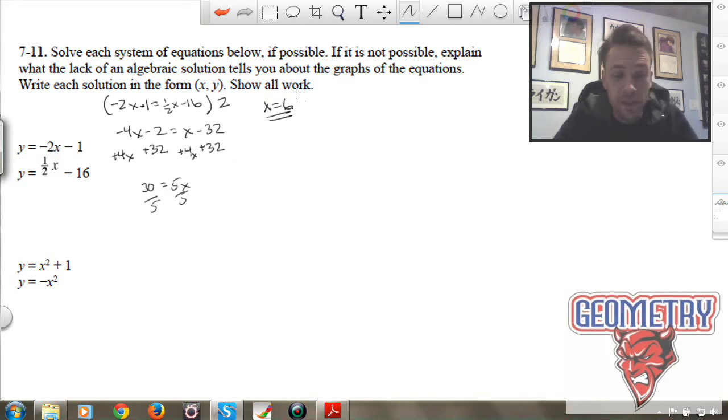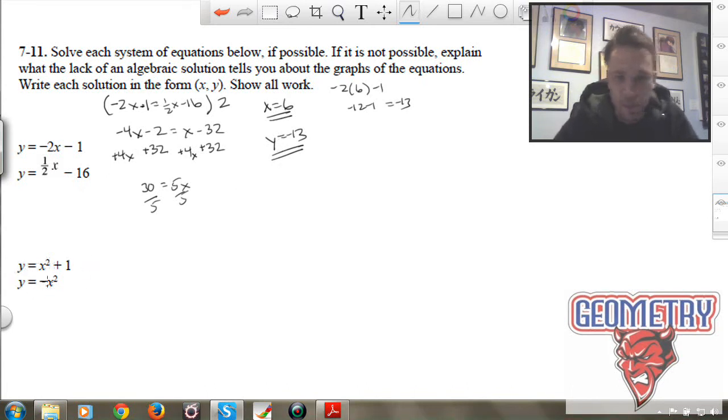And then we're going to plug that value of x back into one of these equations. Doesn't matter which one you plug it into. Let's plug it into the first one. So negative 1/2 times 6 minus 1. That's negative 3 minus 1, which is negative 4. So that means y is negative 4. So these are two lines that intersect at the point 6 comma negative 4.